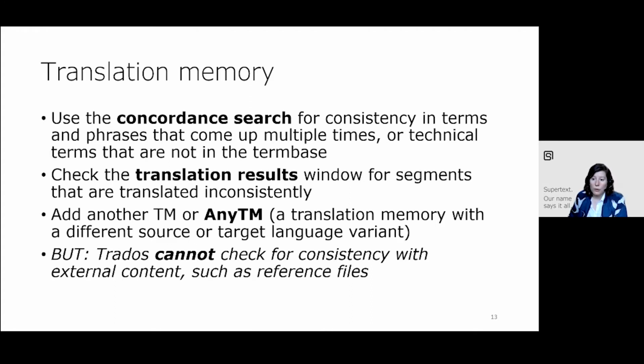One thing that's worth pointing out is that while TMs are a powerful tool for researching consistency, they cannot check for consistency with external content such as reference files. However, there is a plugin called Web Lookup that allows you to search terms on the web directly from Trados. I can show you how that looks at the end as well. A freelancer brought this to my attention last week, so I haven't had time to explore it in depth, but I will show you quickly.